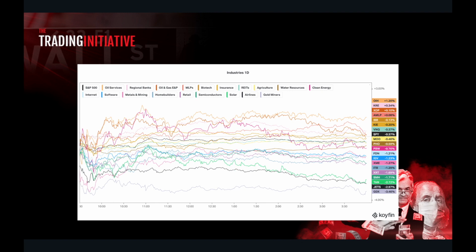Once again, I'm only showing industries instead of sectors because sectors is just a little bit more boring, but it's the same concept with sectors. Your XLE, XLK, XLY, etc.